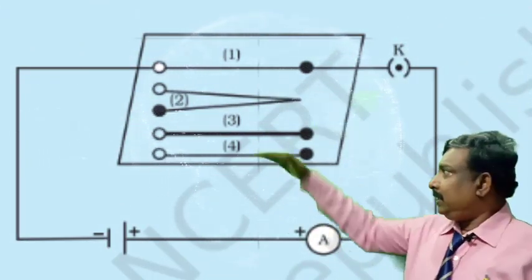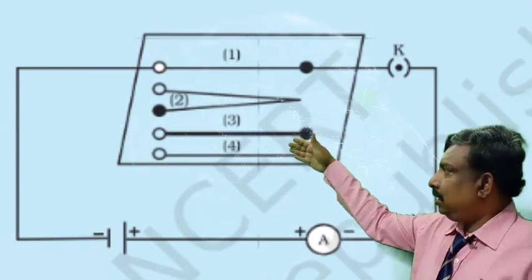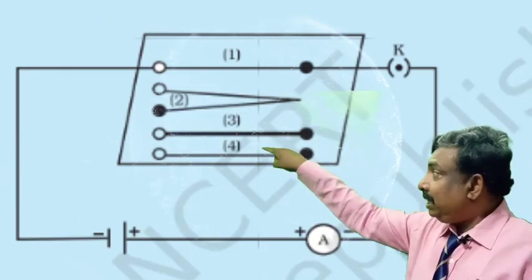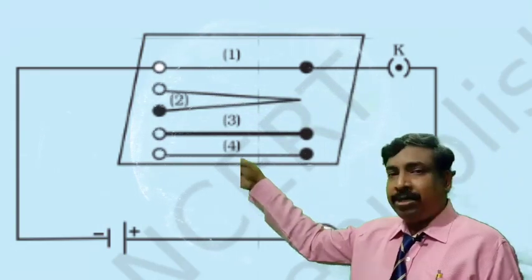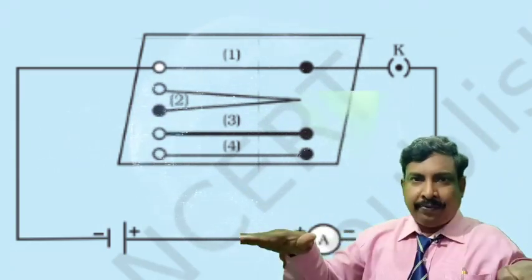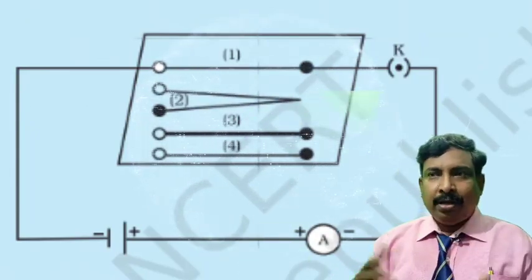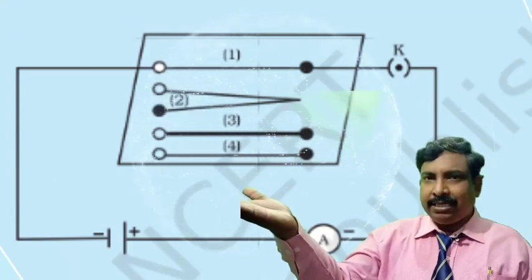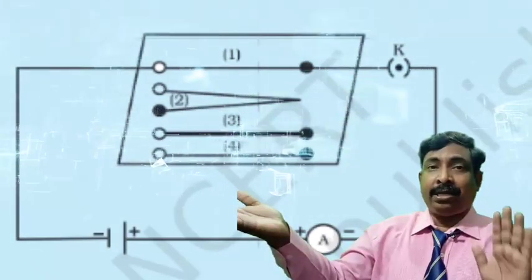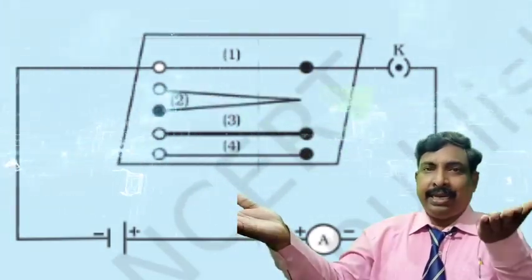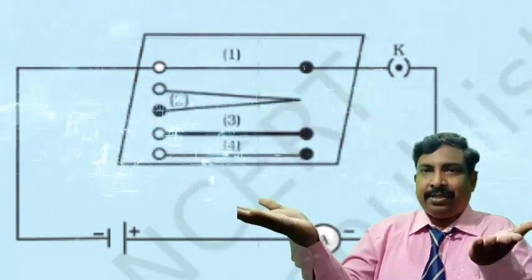Now do the experiment. First take the current reading when the single wire is there. Now repeat the same experiment when the wire length is doubled. You will see that the current value is reduced to half. As length doubled, current in the circuit reduced to half. As length increased, current decreased. Current decreased means opposition increased. Opposition increased means resistance increased. So as length increased, resistance increased.